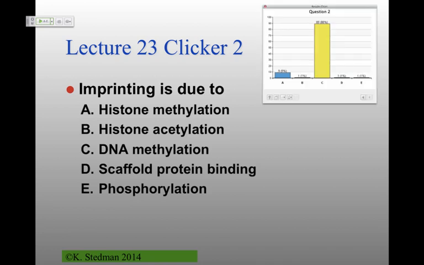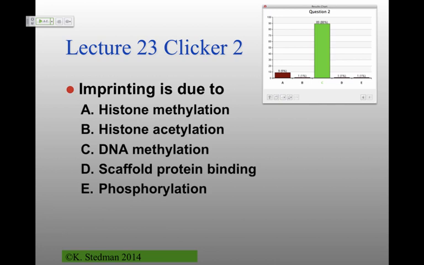Let's look at the results. Yay, everybody seems to agree that it has something to do with methylation, and most people seem to think it has to do with DNA methylation, which is correct. Histone methylation is often on the way to getting DNA methylation. We'll talk a little bit more about that today.